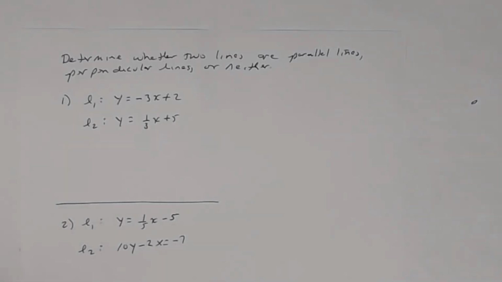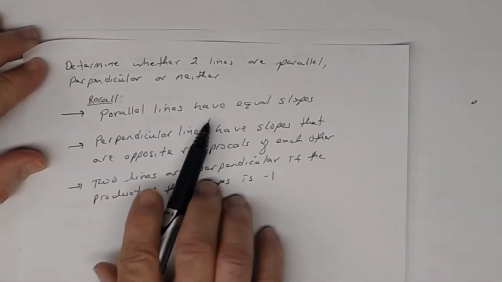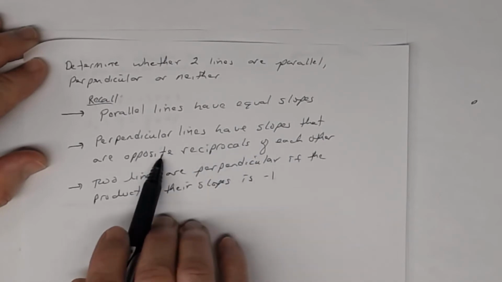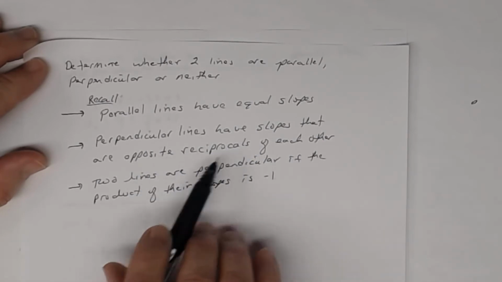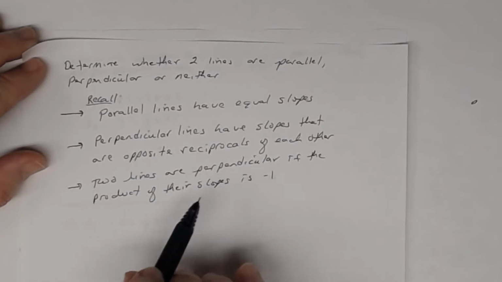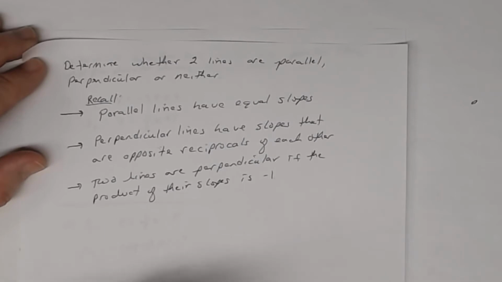Okay, so in this lesson, you want to determine whether two lines are parallel lines, perpendicular lines, or neither. And in these examples, you're actually given equations of lines. So remember in previous lessons that parallel lines have the same slope, and perpendicular lines have slopes that are opposite reciprocals or negative reciprocals of each other. And another way of saying that is that two lines are perpendicular if the product of their slopes is -1.